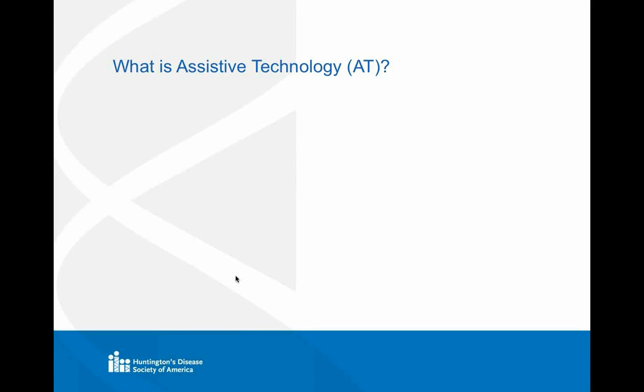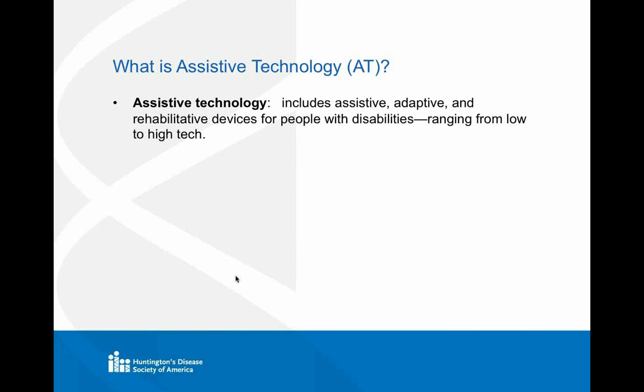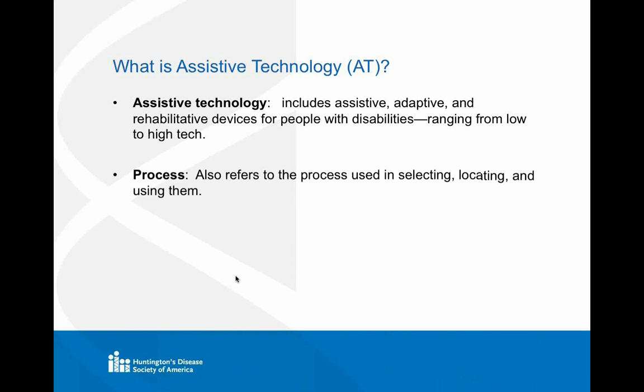So what's assistive technology? I mean, it really could be anything. Assistive technology is adaptive and rehabilitative devices for people with disabilities, and it can range from low to high tech. I might give one student lined paper that is raised to help them with their writing. That's really low tech. It could be a really expensive computerized communication device. So it allows people to function in their environments.